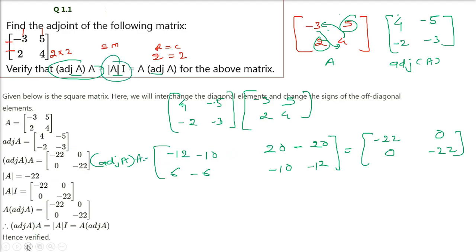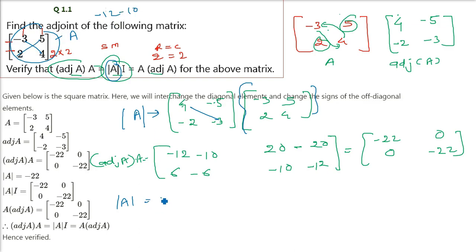Similarly, we have to find the determinant of A into I and A into adjoint of A. The determinant of A you need to know, as it is a precursor. The 2 by 2 determinant is not that hard. 4 into -3 minus 5 into 2. 4 into -3 is -12, 5 into 2 is 10, so this is -22. So we have -22 as the determinant of A.